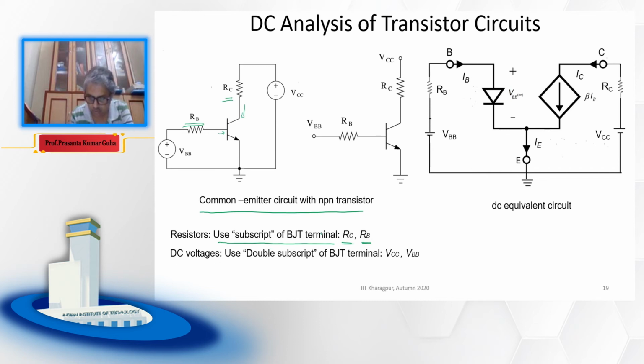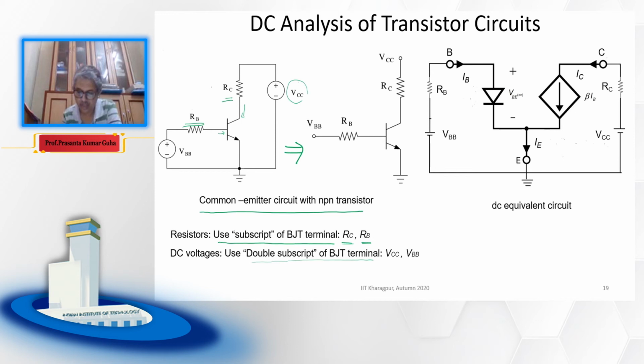And the DC voltages, if you see, use double subscripts of the BJT terminal. So VCC means this voltage is connected to the collector, and VBB means this voltage is connected to the base. Now we can represent the circuit in this fashion also. VBB here, VCC here, there is RC, RB, the collector is connected to RC, the base is connected to RB, and the emitter is grounded. This is the way you can also represent it.